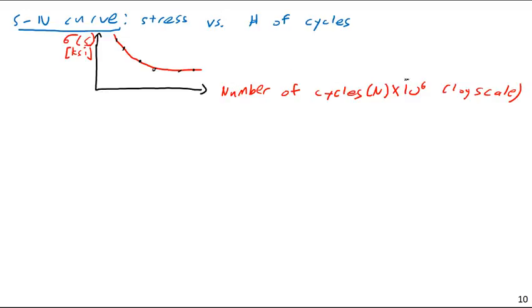But remember, this is a log scale, so by decreasing the load, this would be a linear scale and this would be a log scale. So perhaps by reducing the load by 5% or 10%, or even maybe by 20%, we can extend the number of cycles by a factor of 10, perhaps. It's a logarithmic relationship.